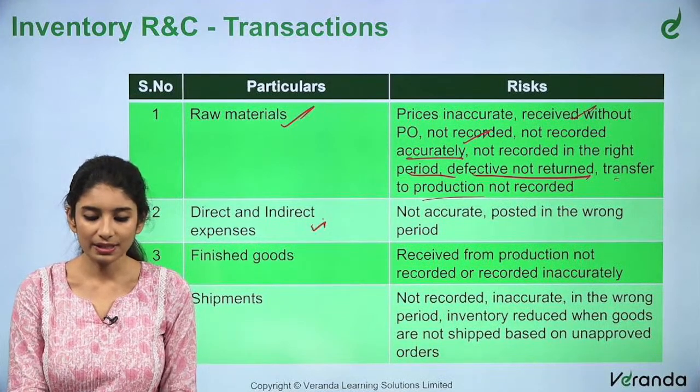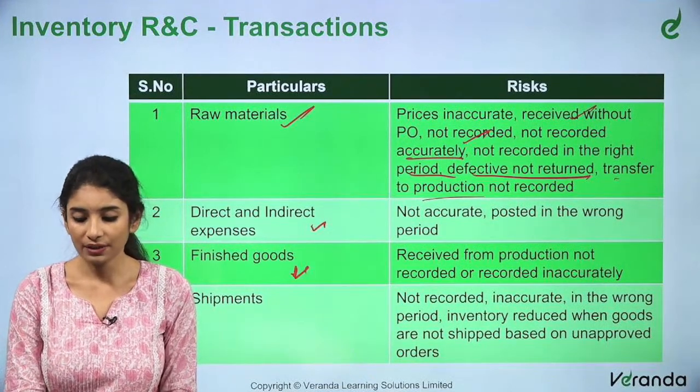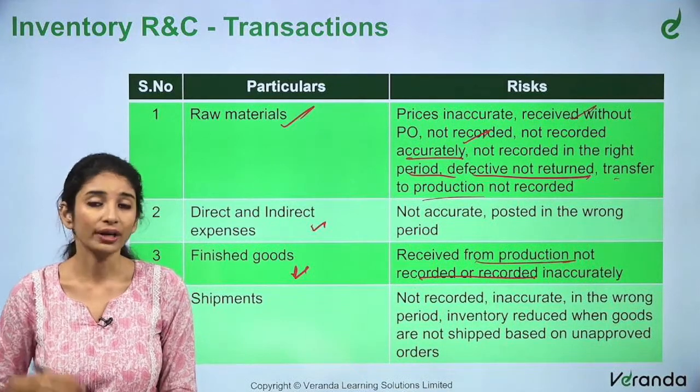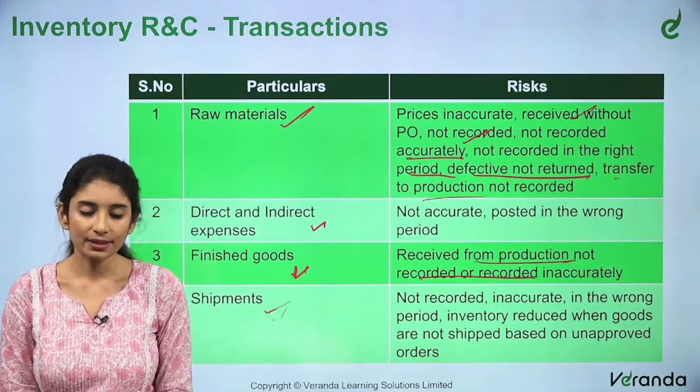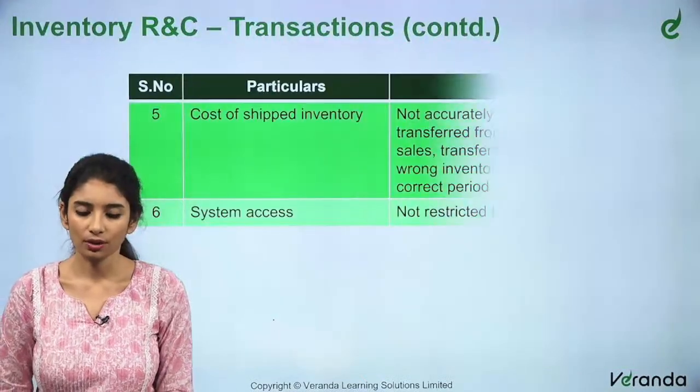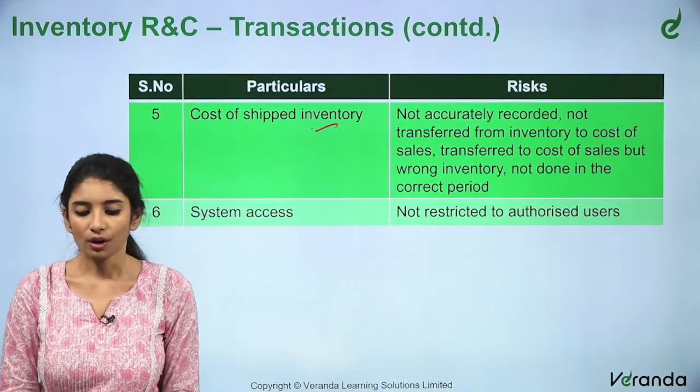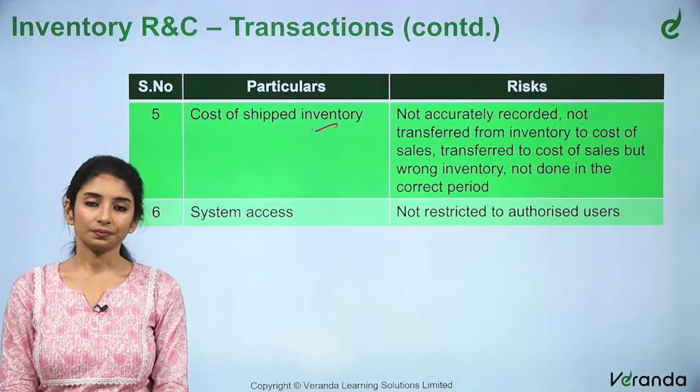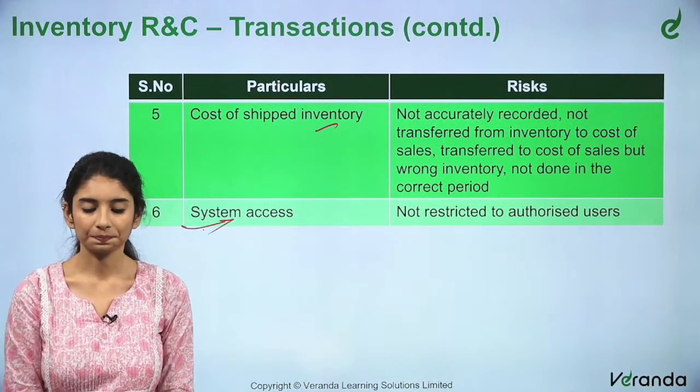Direct and indirect expenses, finished goods received from production, not recorded or recorded inaccurately. Shipments, what I am sending as shipments, not recorded or recorded inaccurately. Cost of shipped inventory and system access.